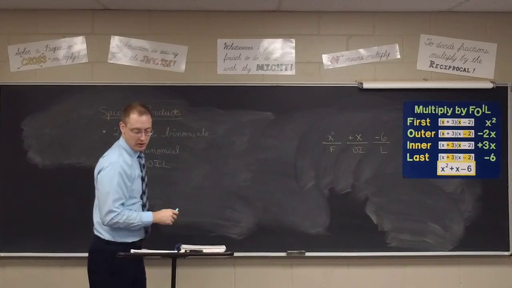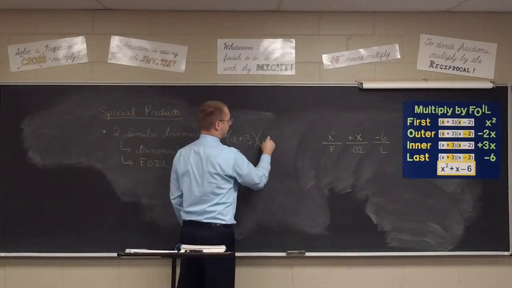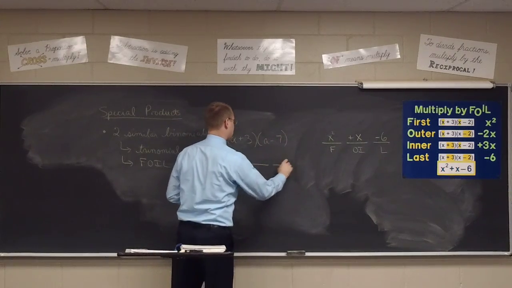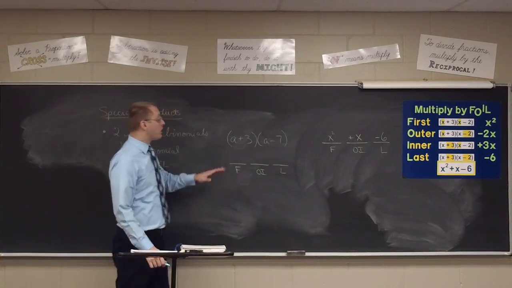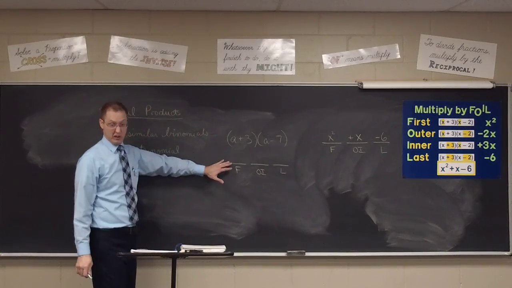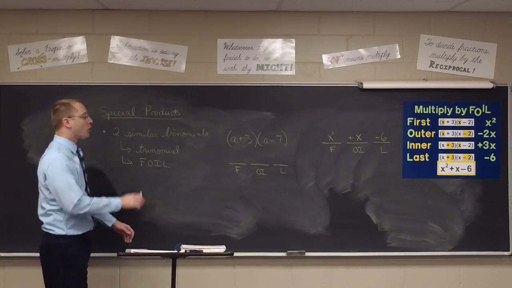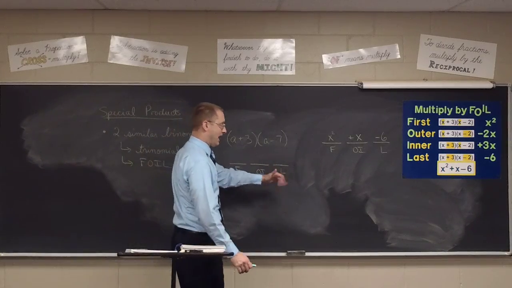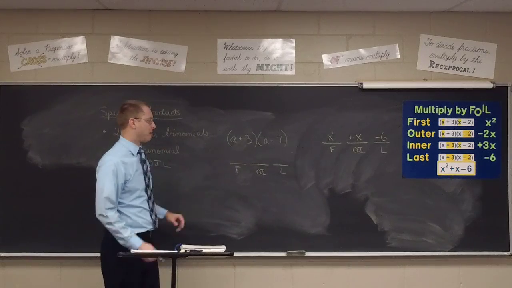Write this problem down in your notes if you would, please. A positive 3 times a negative 7. Right below it, I want you to draw 3 blanks. First, outer, inner, last. We won't be doing this very long, okay? But for now, as we begin working these problems, I want you to set up the 3 blanks with those labels underneath. First, outer, inner, last. By the end of the day tomorrow, we're not going to be doing this anymore. We're going to be able to move past that.